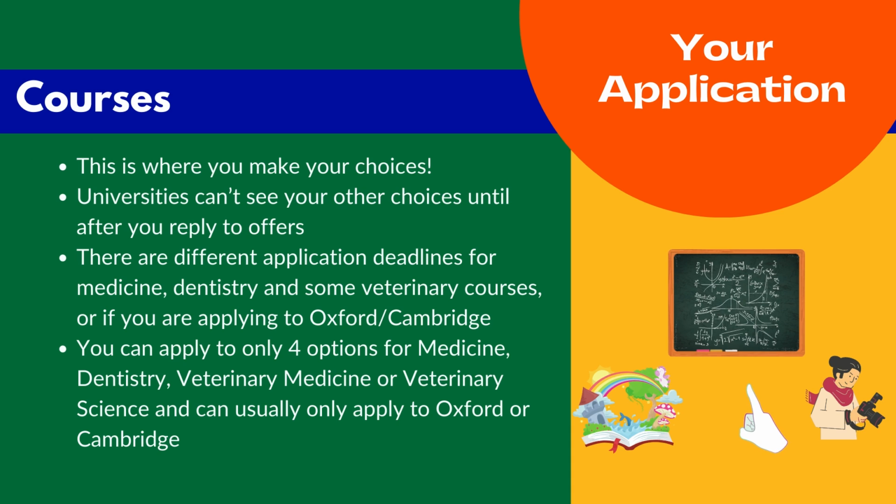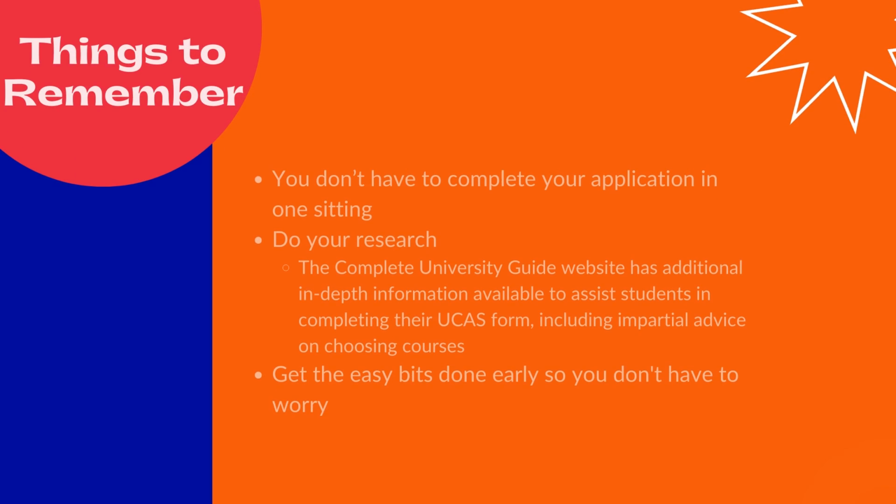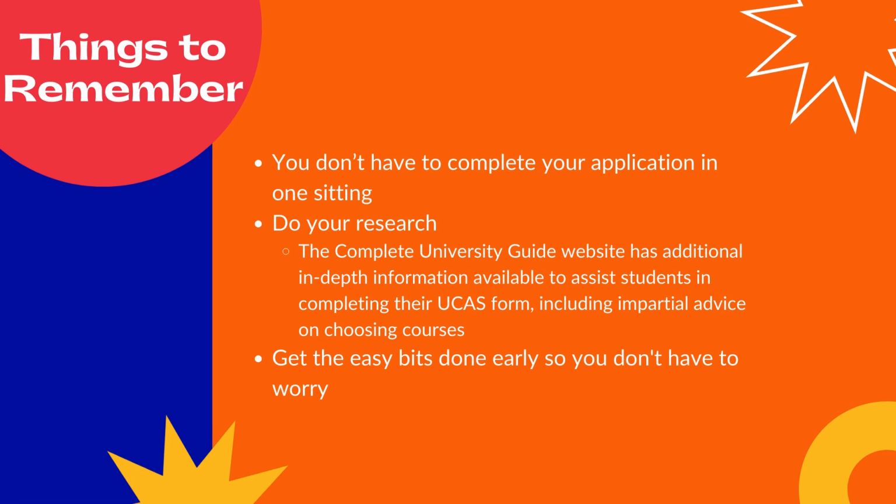As mentioned earlier, there are different application deadlines for medicine, dentistry and some veterinary courses, or if you're applying to Oxford or Cambridge. You can only apply for 4 options of medicine, dentistry, veterinary medicine or veterinary science, and you can usually only apply to either Oxford or Cambridge. With your courses, you can apply to 5 courses at the same institution, or 5 different institutions with the same course, or a mix of both. But you just have to keep in mind that you'll be using the same personal statement for all of your applications.